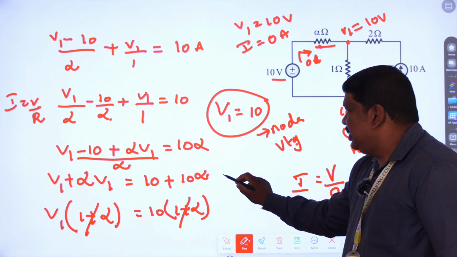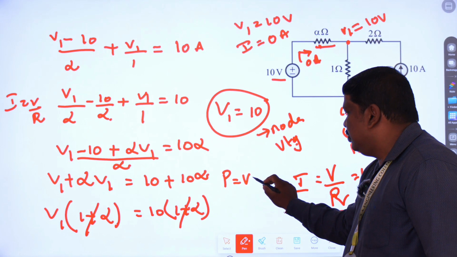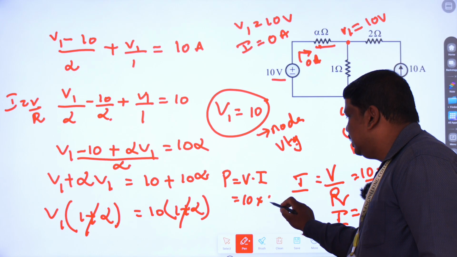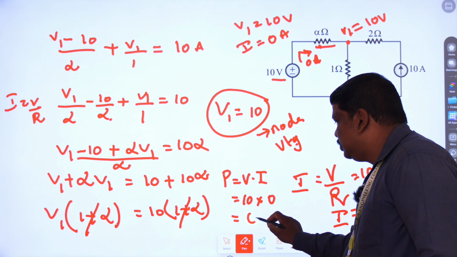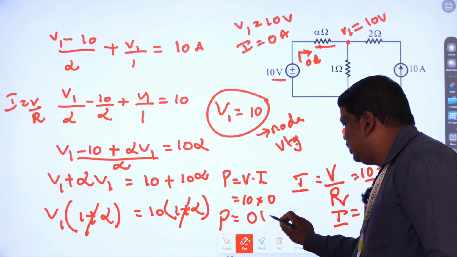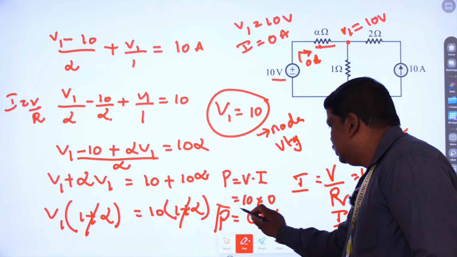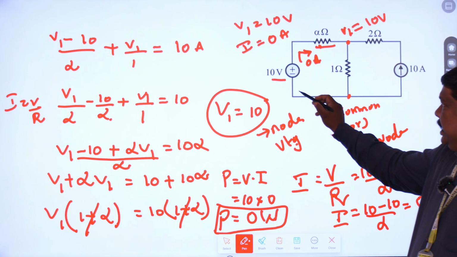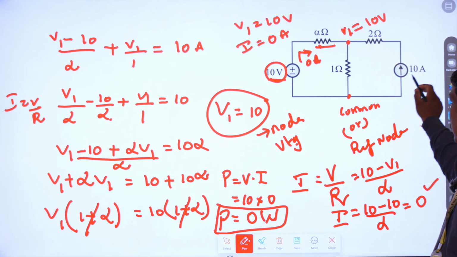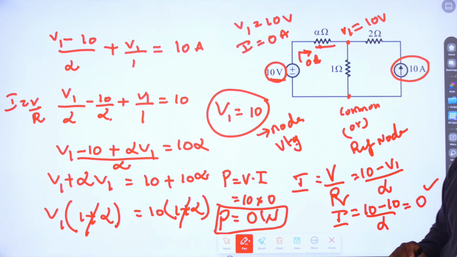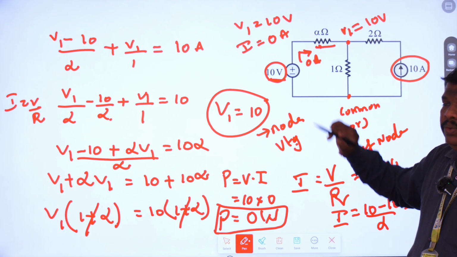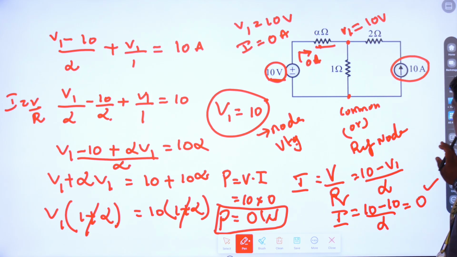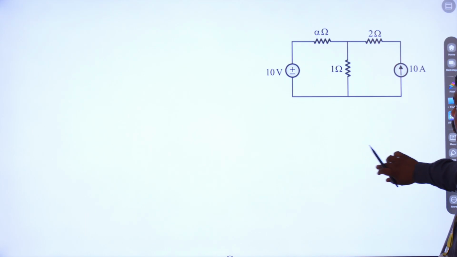And next we are going to find the value of the power. P is equal to V into I, where V is equal to 10 volt and the current I is equal to 0. So it's going to be 0. The power delivered by the 10 volt voltage source is going to be 0 watts. The reason is, here it is given 10 volt and on the other side it is given as 10 amps. So the power delivered by the 10 volt voltage source is 0. This is the answer for the given problem.